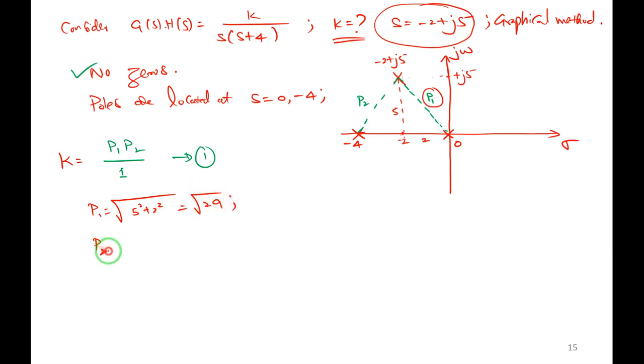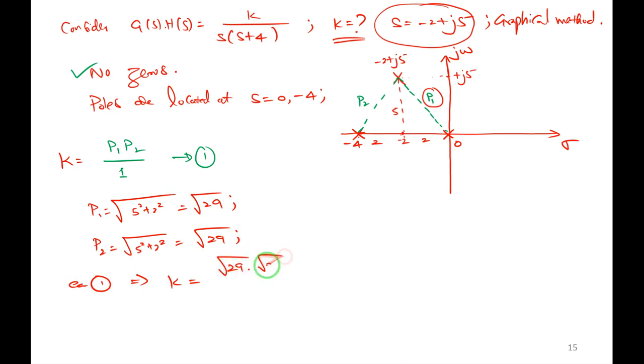Similarly, calculate P2. So this side is minus 4 minus minus 2. Total magnitude is 2 only, right? From 4 to 2, this distance is 2. So this side is 2, this side is 5. So under root of 5 square plus 2 square, it is once again root 29. So using equation 1, k is equal to P1 into P2, root 29 into root 29 divided by 1. So finally it is 29. So k is 29. I hope you are getting it. So the value of k is 29.